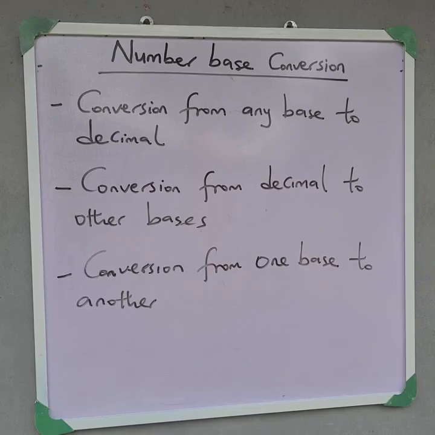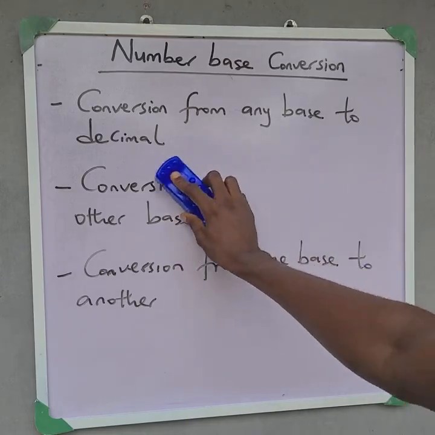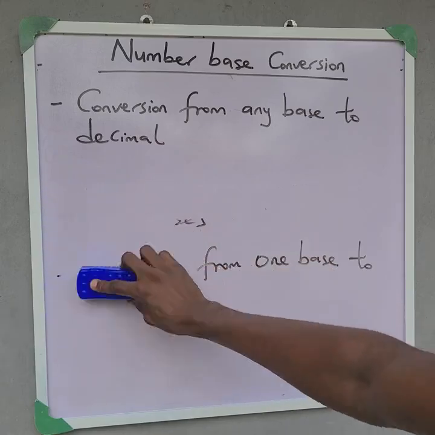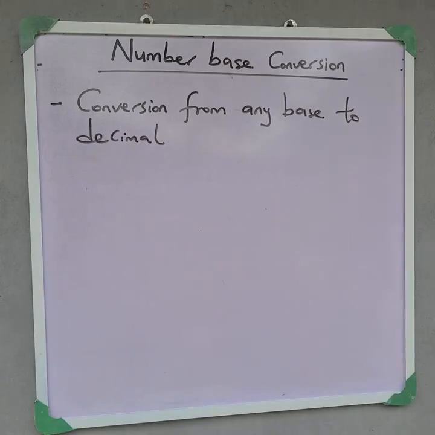We're going to look at how to convert from base 2, base 3, base 5, base 8, any base to decimal. Decimal is base 10. So we're going to look at how we can convert from any base to decimal. We take some worked problems to know how to do it.